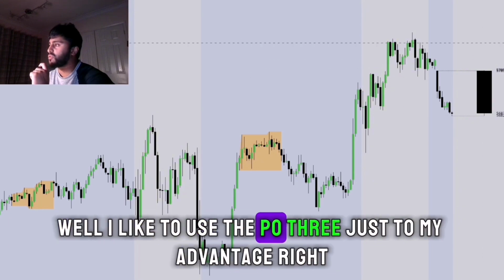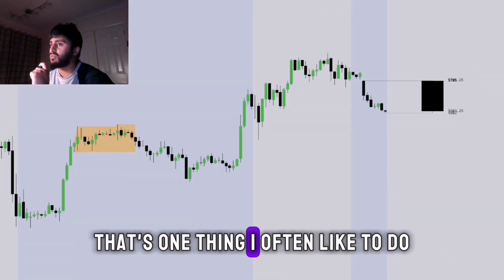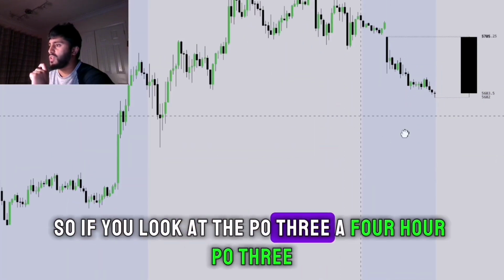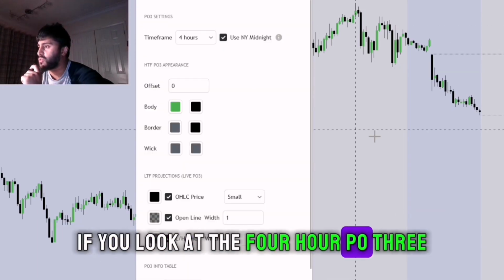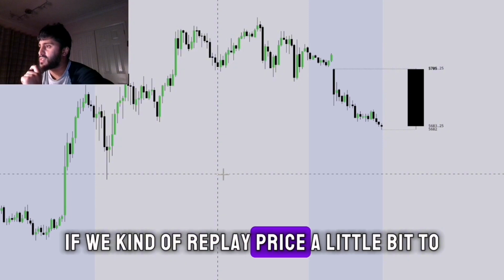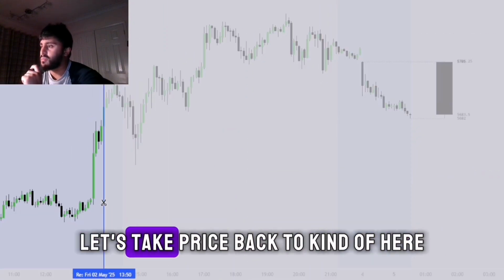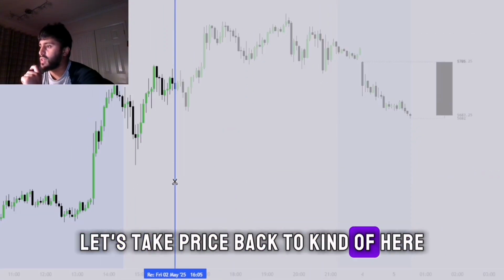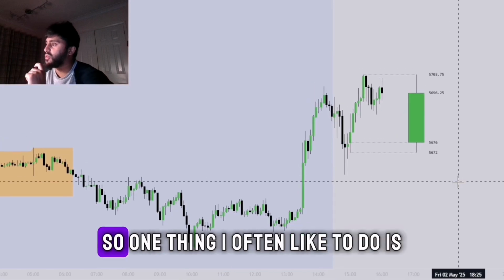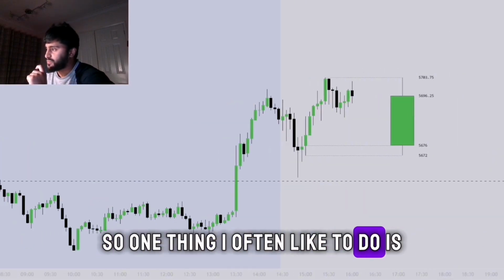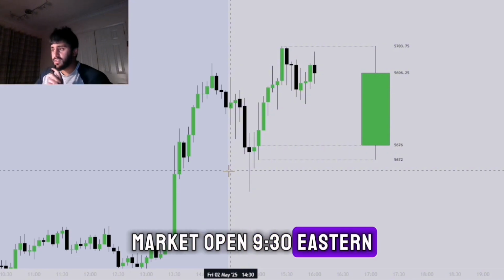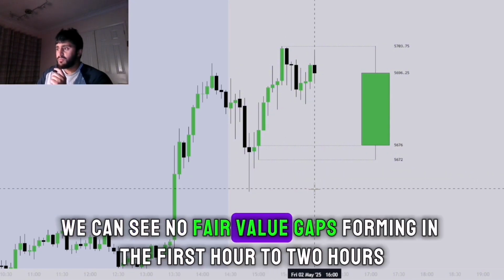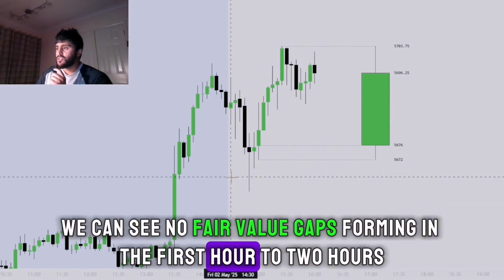Well, I like to use the PO3 to my advantage. That's one thing I often like to do. If you look at the 4 hour PO3, especially for intraday trading, if we replay price a little bit, let's take price back to here. So this is 11 a.m. Eastern. One thing I often like to do is you can see the market opens over here. Market open 9:30 Eastern. We can see no fair value gaps forming in the first hour to 2 hours.